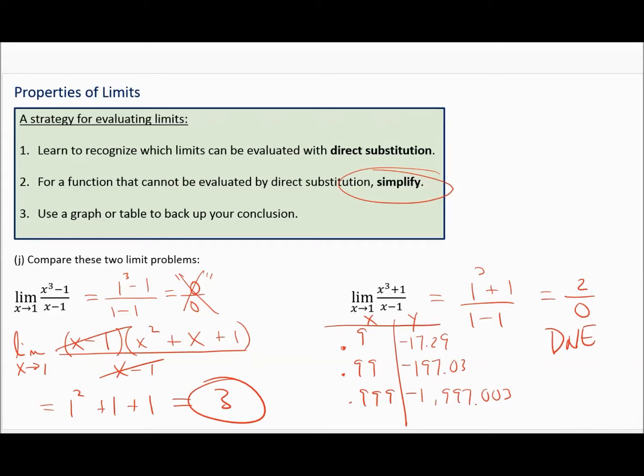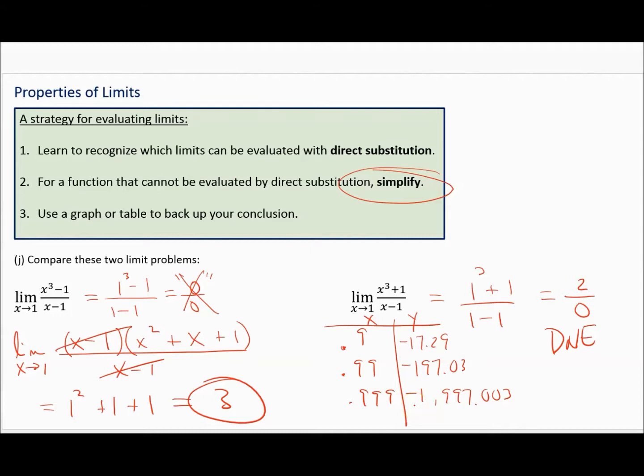All right, so I took a minute and I just plugged these x values that are closer and closer to 1, just on the left side, into my function. And look, I got a negative 17.29 when I plugged in 0.9. I got a negative 197.03 when I plugged in 0.99. And a negative 1,997 when I plugged in 0.999.